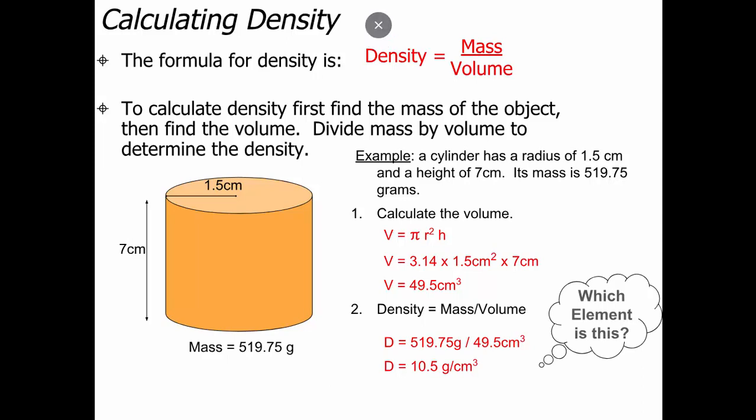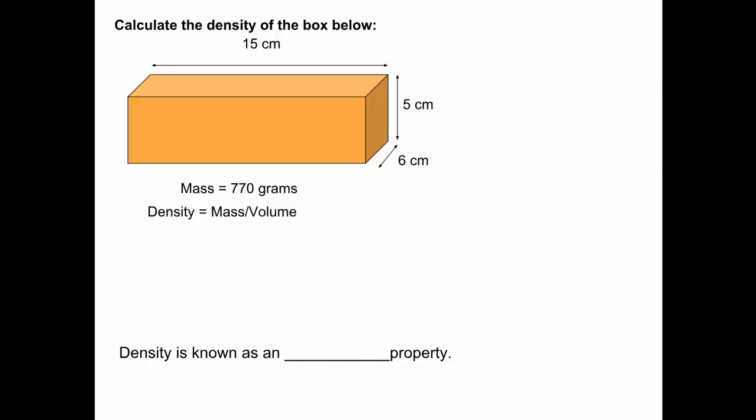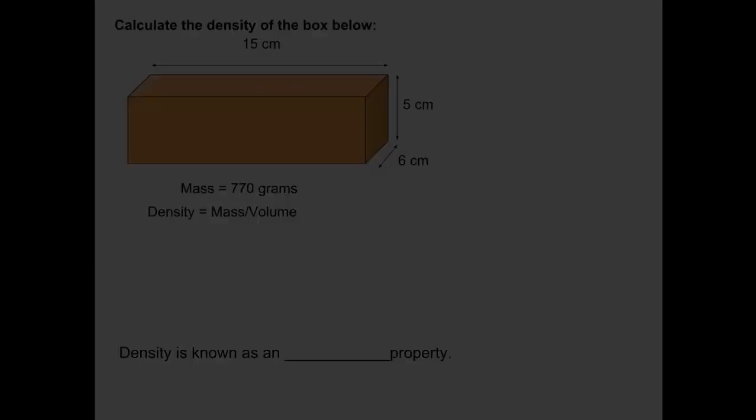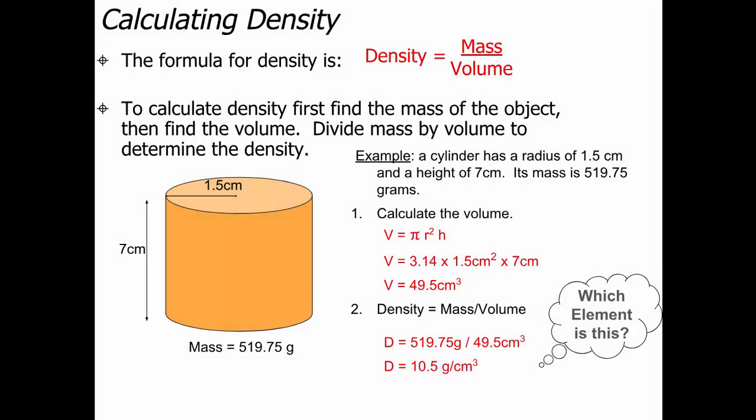What element is this? Silver. How do you know it's silver, Walker? The density chart tells you. The density of silver is what? 10.2.